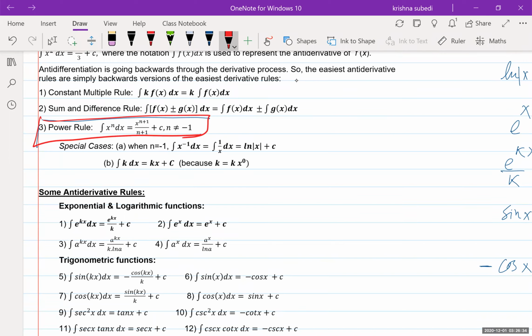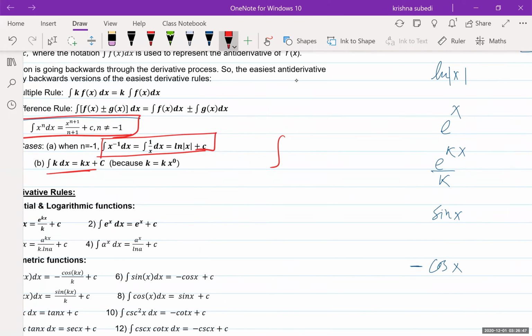And when x power negative 1, then you will have natural logarithm x. We already discussed that. Oh, by the way, if you're given, let's say, dx only, what is the formula then? What this means is dx means you can write 1 dx, right? So 1 means x power 0 dx, which, using the power rule, you can write 0 plus 1 over 0 plus 1 plus c. So basically it is x plus c, all right?